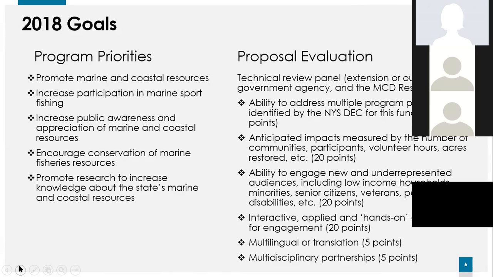Projects should have interactive and applied hands-on approaches to engagement. In other words, the board is looking for projects that will get people out to interact with fisheries and marine and coastal resources. That carries a maximum weight of 20 points. And projects that have multilingual components or translations carry a maximum of 5 points. And last, by no means least, multidisciplinary partnerships carry a maximum weight of 5 points.